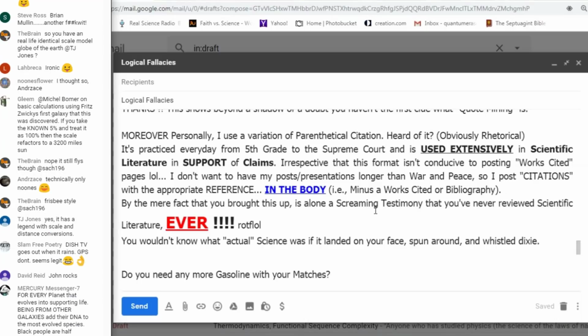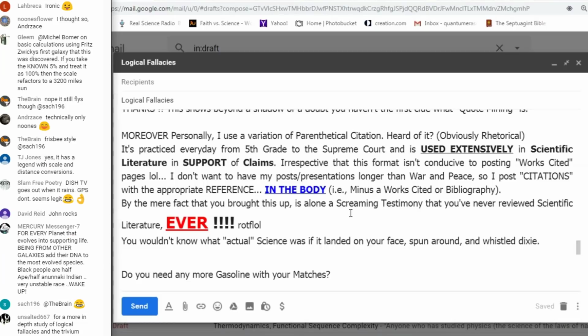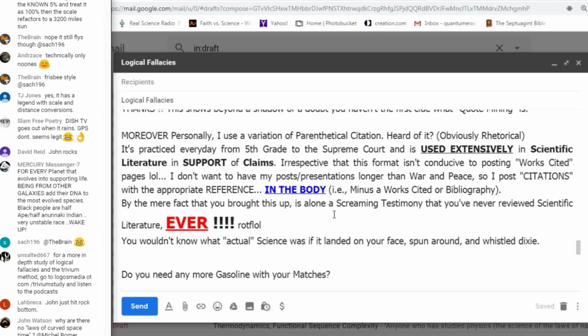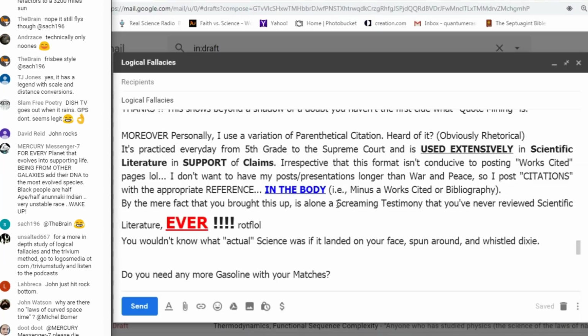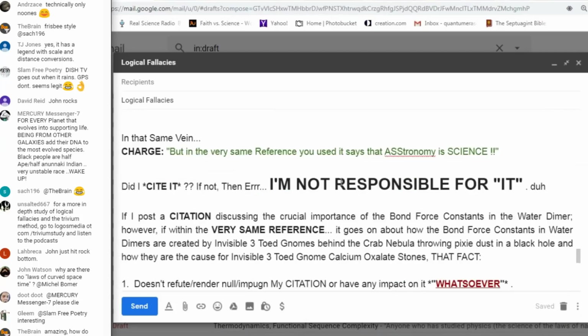We don't have to go down to the works cited page. I'm not going to make a works cited page for a presentation. By the mere fact that you brought this up is alone a screaming testimony that you've never reviewed scientific literature ever. You wouldn't know what actual science was if it landed on your face, spun around, and whistled Dixie. And my usual, do you need any more gasoline with your matches?